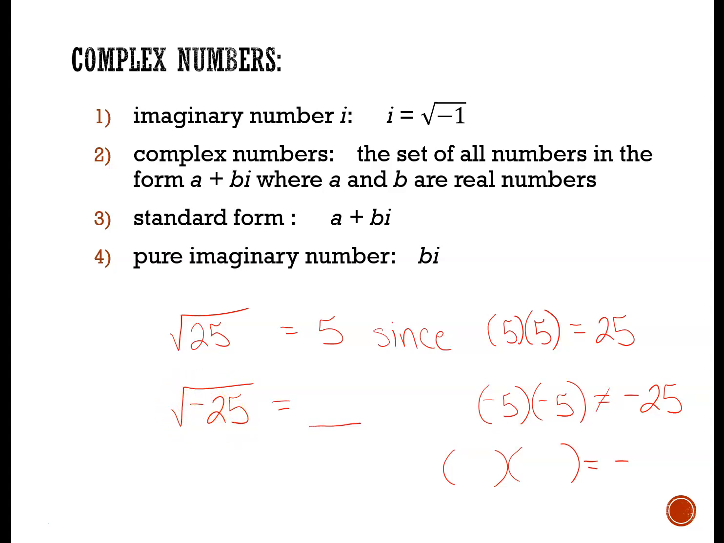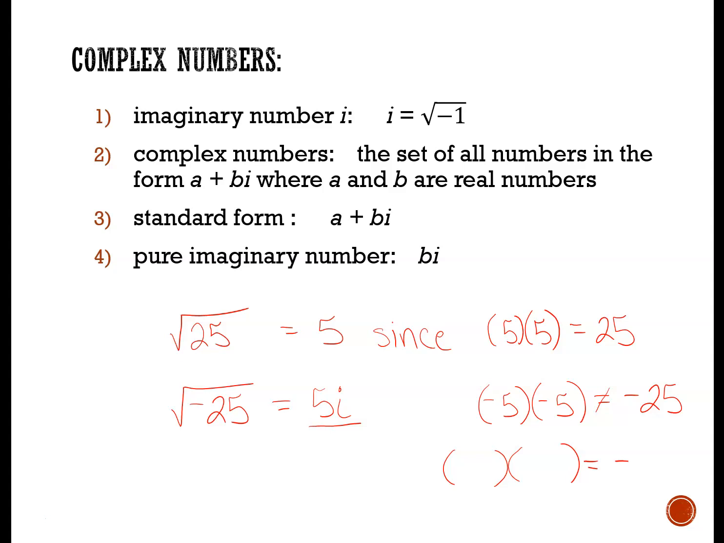And that is why a mathematician a long time ago invented this number i. So the way we're going to actually write this is 5i. And we'll work on that some more here in just a minute. But let's finish our definitions.